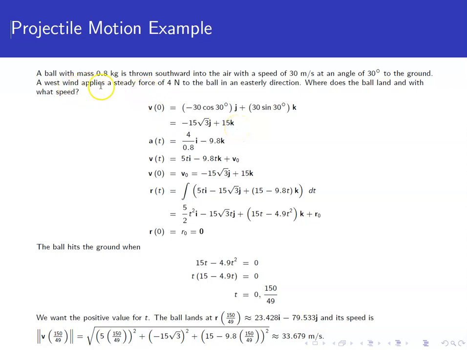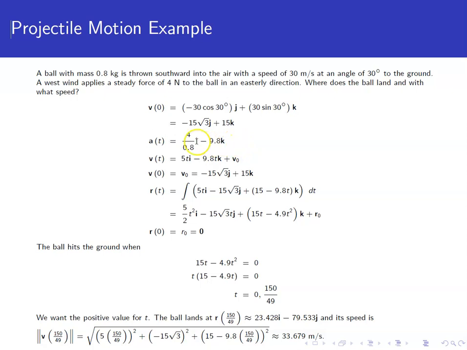We're told that the wind applies a force of 4 newtons. Well, force is mass times acceleration, so to get acceleration, we need to divide that force by the mass. So the acceleration in the positive X direction, since it's going easterly, will be 4 divided by 0.8 times i, and then acceleration due to gravity pulls it back down towards the ground, negative 9.8 k.